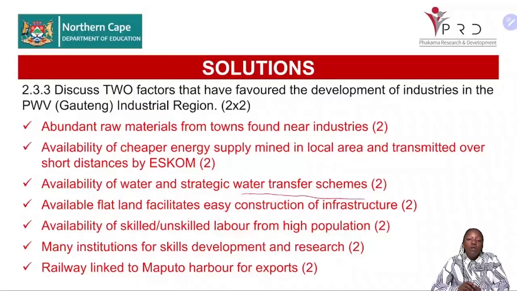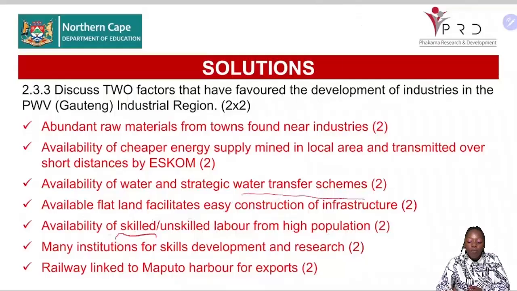And also, we're looking at the institutions that are in this region. Those institutions are where they are going to produce more of the skilled laborers, so they will never run out of the labor force. Then we're looking at the railway link to Maputo Harbour for the exports.